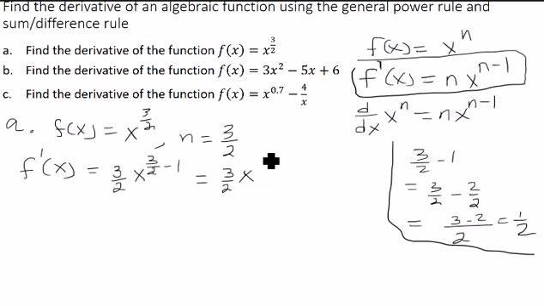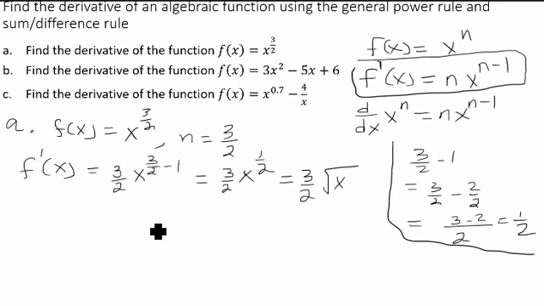A more common way of writing x to the power 1 over 2 is to put x inside the radical. So you might see this as 3/2 times the square root of x. But these are the same thing, just in different notations.